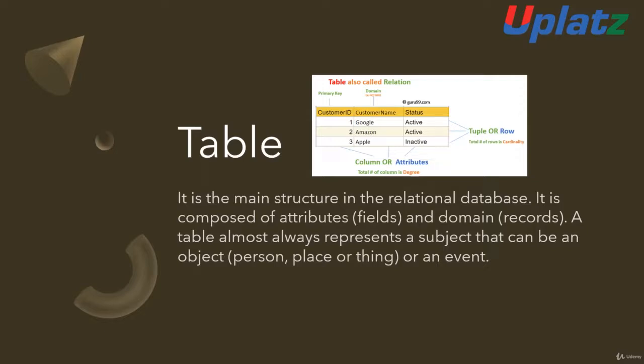And how to find the degree of a table. Degree of a table is basically the number of columns. So the degree of this particular table is 3.